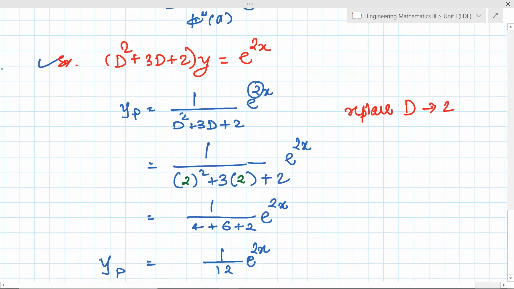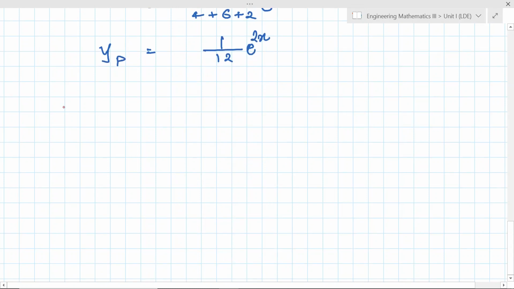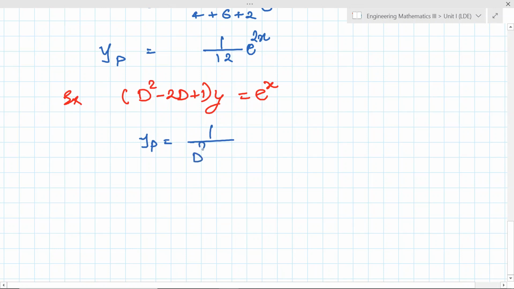Now see the example of failure of case. I will explain all the possible examples to understand this case. So find out the particular integral for D square minus 2D plus 1 into y equal to e raised to x. So this is the example. Now what is the yp in this case? So yp is equal to 1 upon D square minus 2D plus 1 into e raised to x. Now what is my a? Here a is nothing but 1.